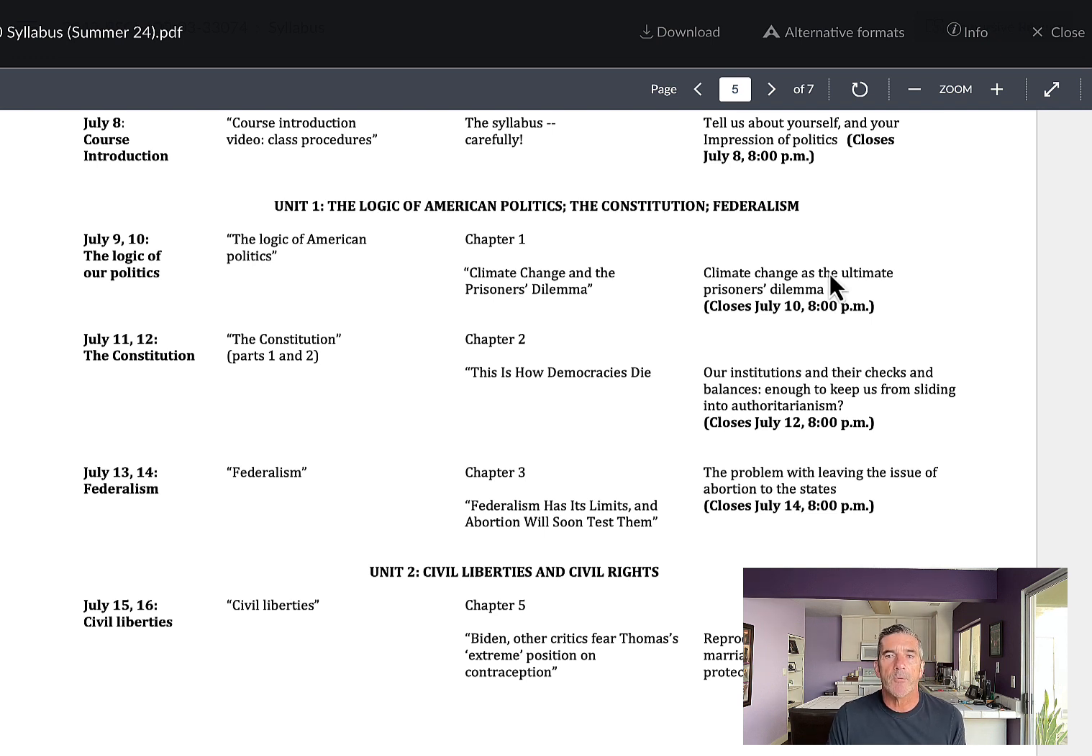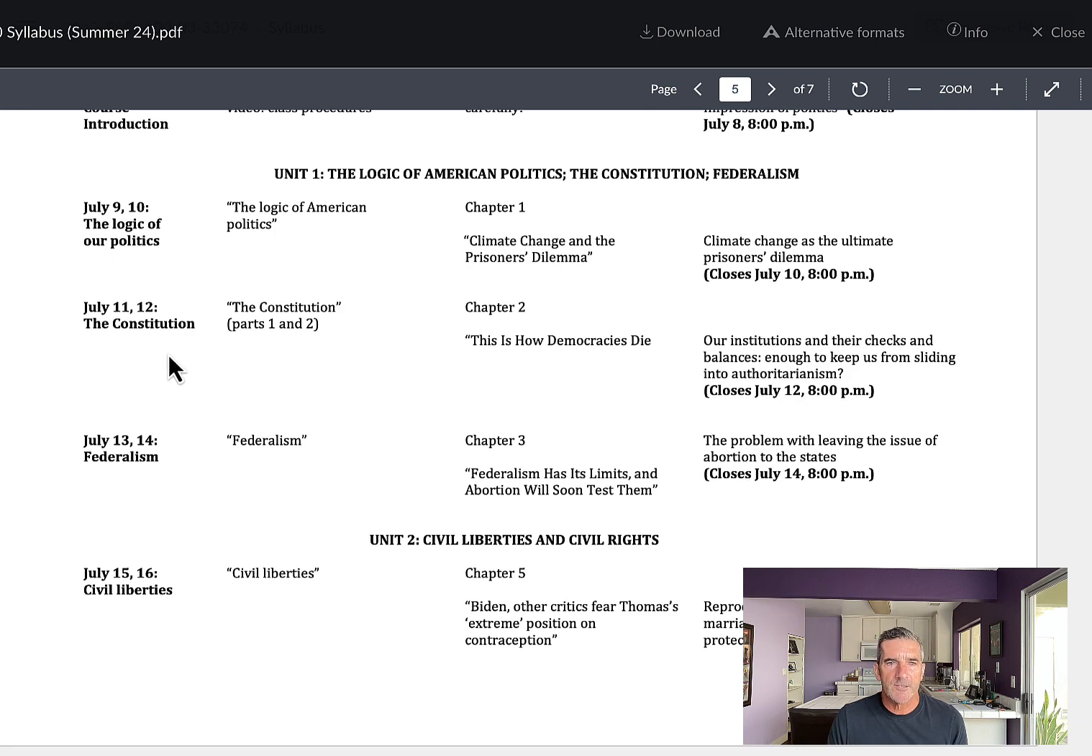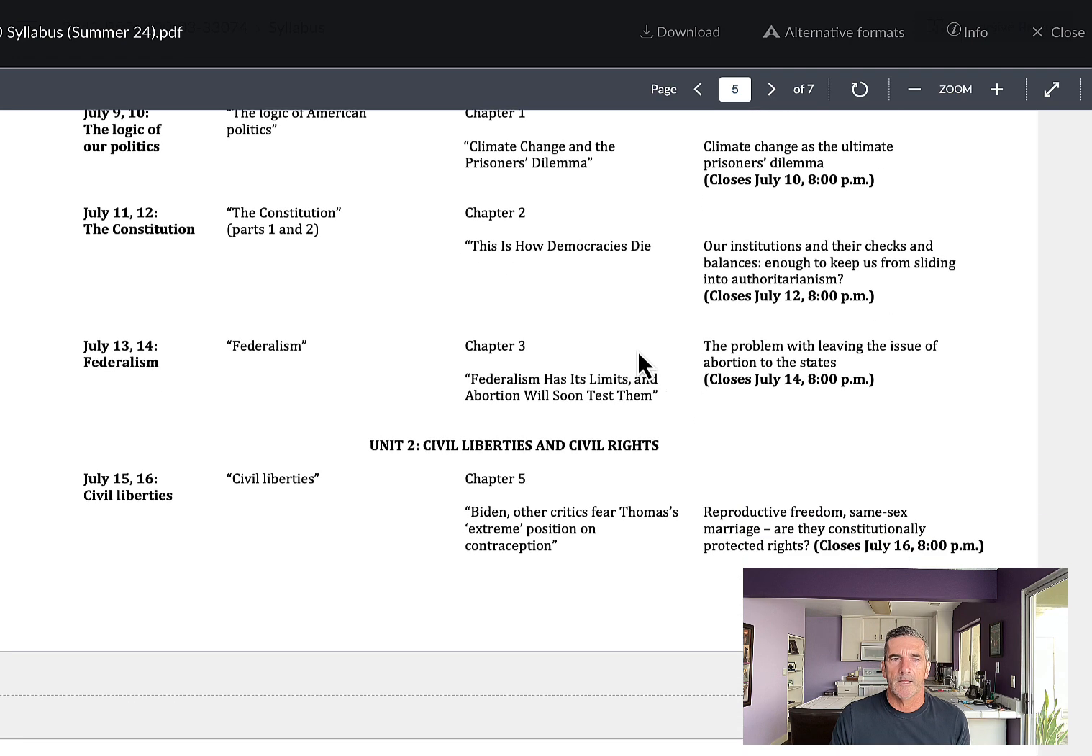So this is over the 2-day period of July 9 and 10. That forum will close at 8 o'clock on July 10. If you're assigned, you need to participate by then. If you participate after that, it doesn't count. Then the next 2 days we'll look at the Constitution, same exact process, videos, 2 of them in this case, because it was really long, so I broke it up to make it more manageable. Chapter, reading, forum conversation, and so on.